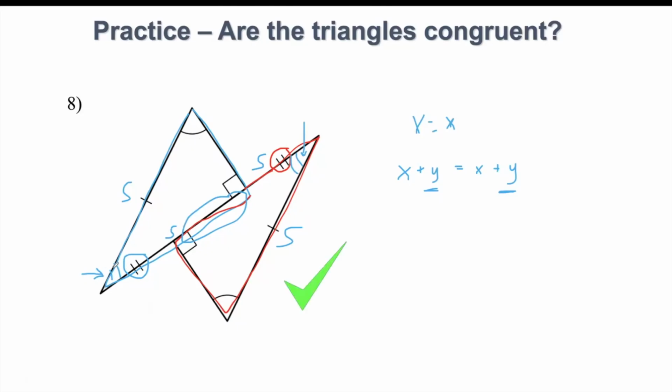So sometimes it's not obvious just by looking at it. Sometimes you might need to use some properties. This one's definitely a bit of a trickier one, but as long as you're able to get that side angle side, you can in fact use it.